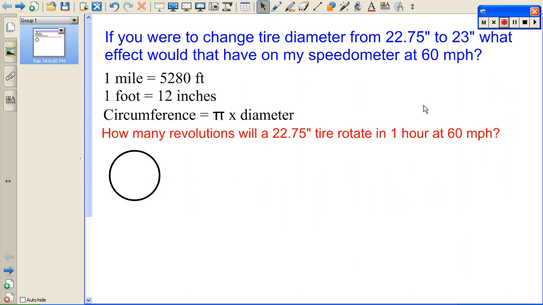Alright, so the question here is, if you were to change the tire diameter from 22.75 inches to 23 inches, what effect would that have on my speedometer at 60 miles per hour? So a couple things we need to talk about.